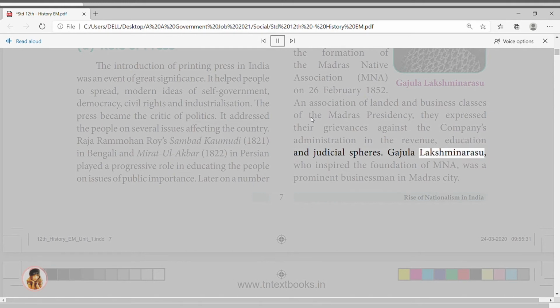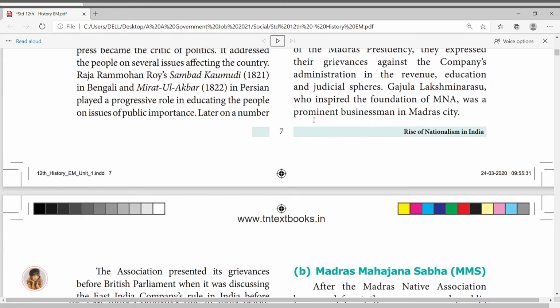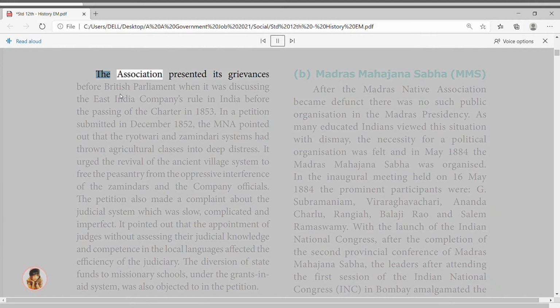Gajula Lakshminarasu, who inspired the foundation of MNA, was a prominent businessman in Madras city. The association presented its grievances before British Parliament when it was discussing the East India Company's rule in India before the passing of the Charter in 1853.